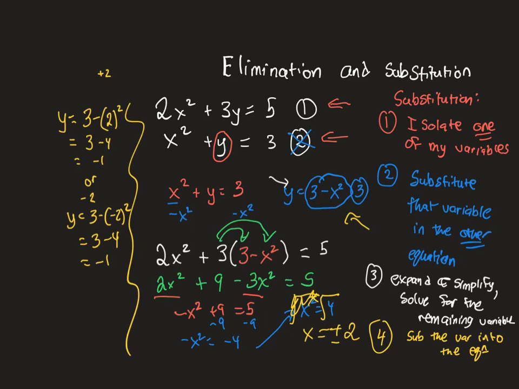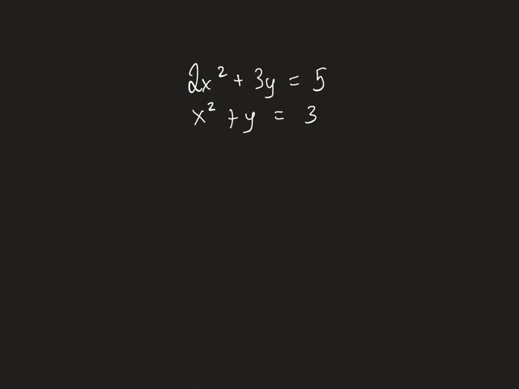So my x is 2 and minus 2, and my y is simply minus 1. And that's how you would do this question using substitution. I'll now show you guys how to do it using elimination. Okay, now in the second case, we're going to be doing this with elimination. I'll put these steps here on the side.